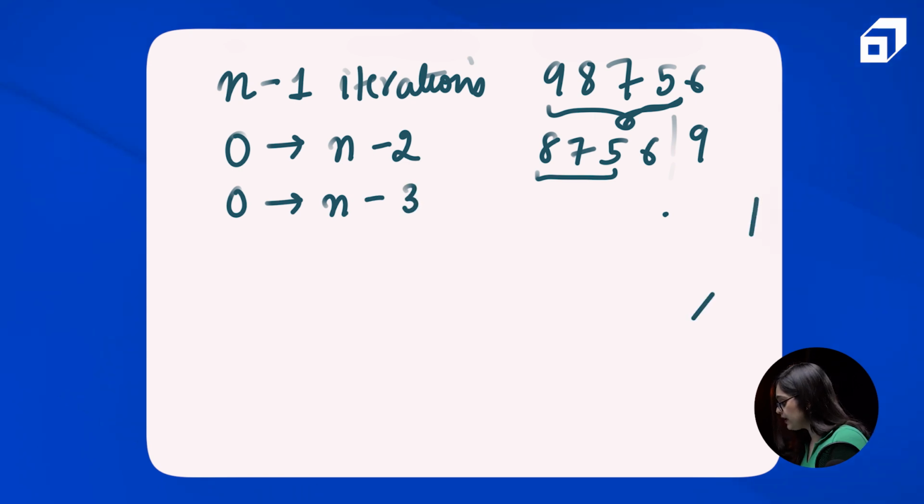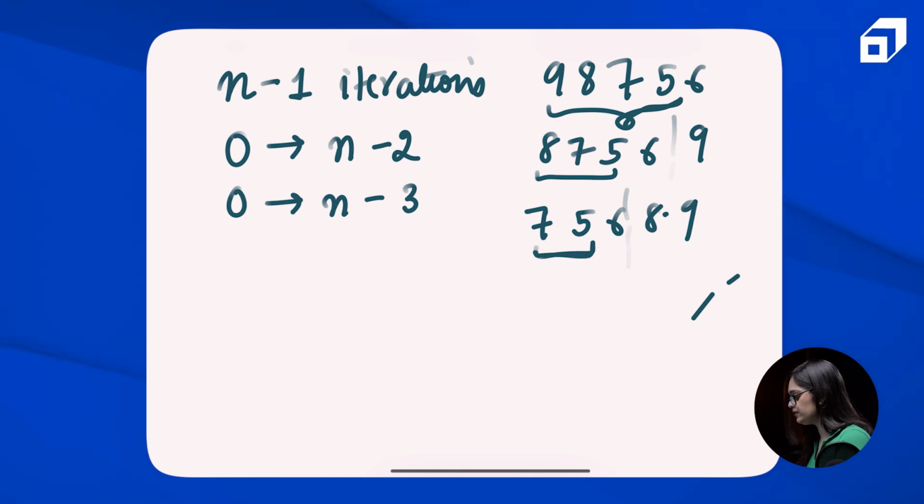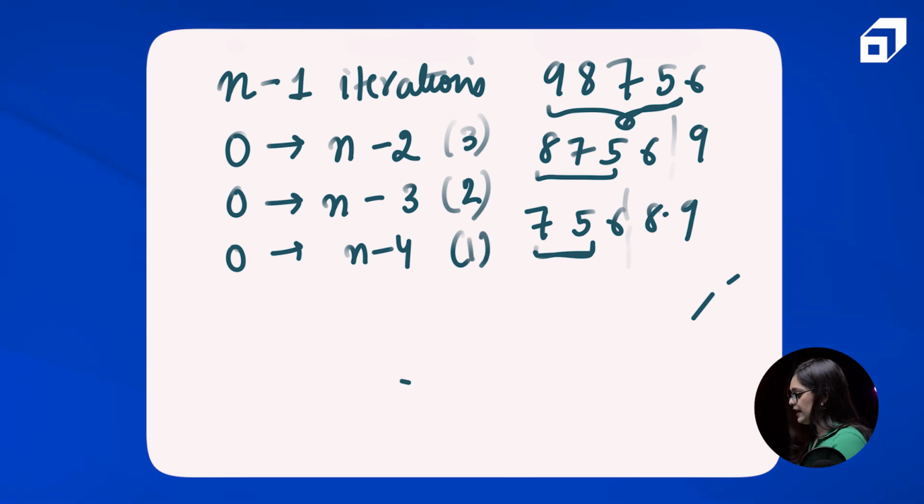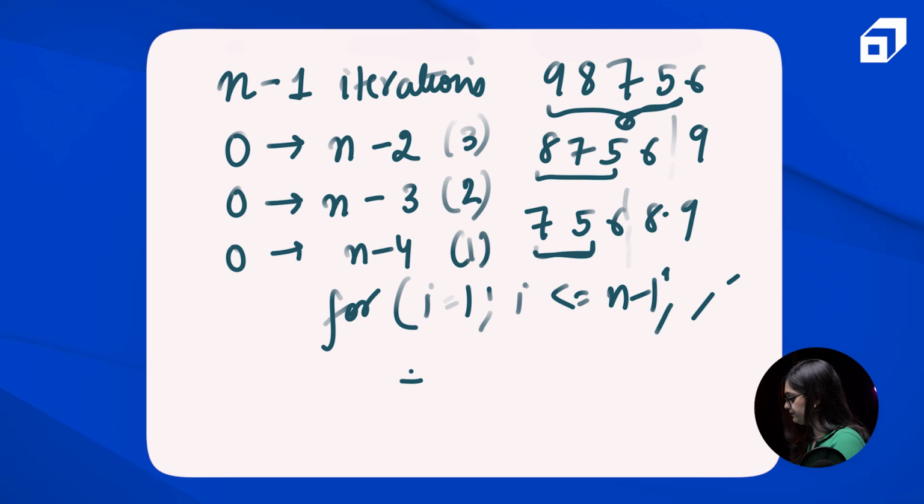The next time after that, this part was sorted. So we had 7, 5, 6, 8, 9. So we just had to take the first 2 elements and compare them with their adjacent elements. So it was 0 to n minus 4. So n minus 2 being 3 here, and 2 here, and 1 here. So since we have to do n minus 1 iterations, there'll be a for loop which will start from 1 and it will go till n minus 1.